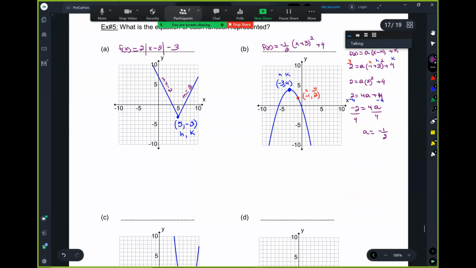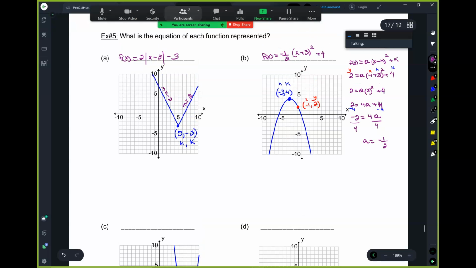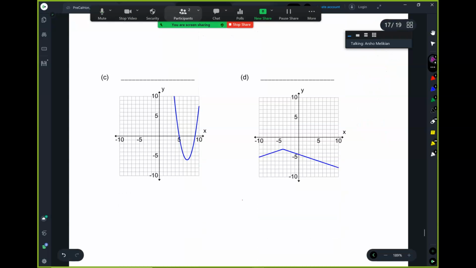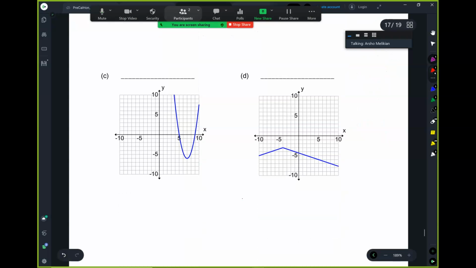Yep. How do you know when it's x minus h and plus k? Is it always? It's always x minus h plus k. Always. Okay, this one. What's h and k? Yeah. How do you know when it's absolute value or parentheses? So you have to look at the graph itself. When it's a parabola, like the curved parabola, then it's the quadratic, and then it's that one.